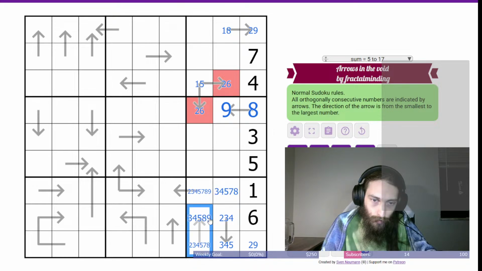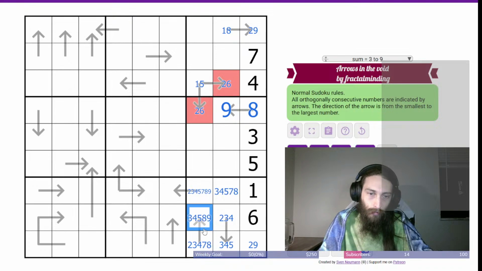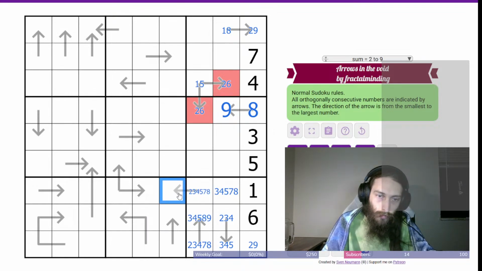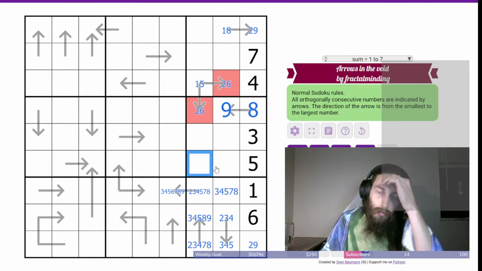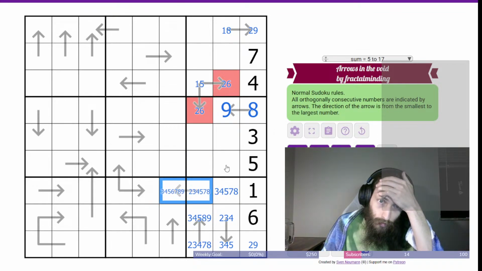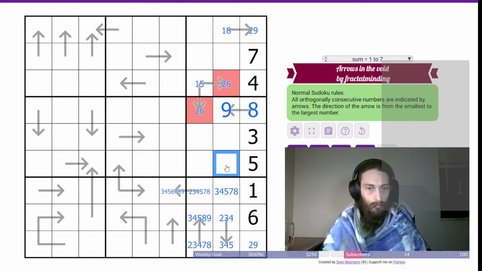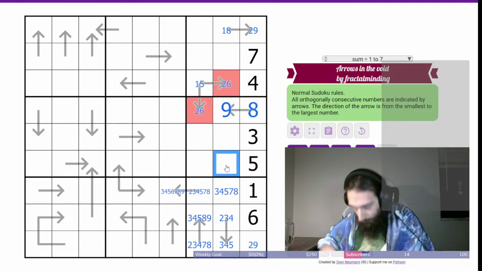1, 2, 3, 4, 5. Ah, this can't be a 5 because it can't get to 6. And this one's an arrow start, so 3, 4, 5, 6, 7, 8, 9. Although that's not super helpful. Although, no, never mind. I say 9 has to be one of, but there's 2 spots. Never mind.